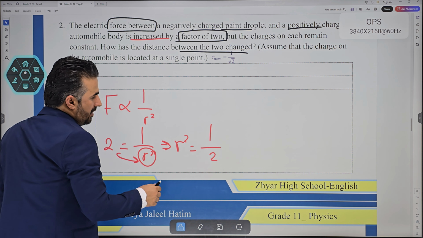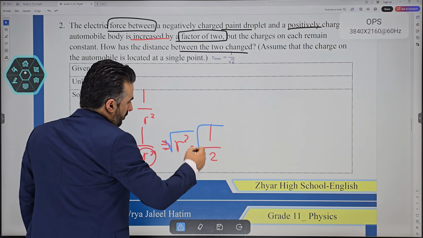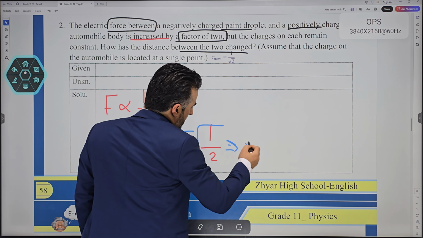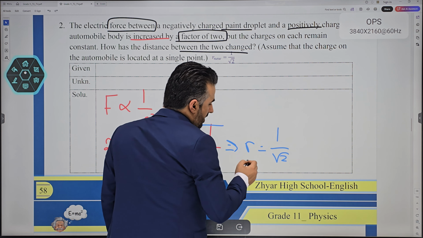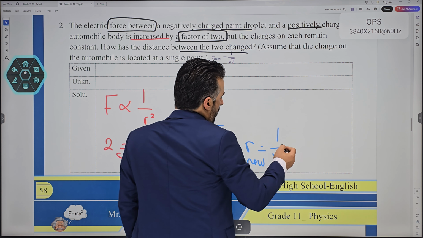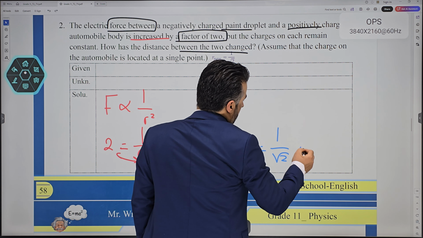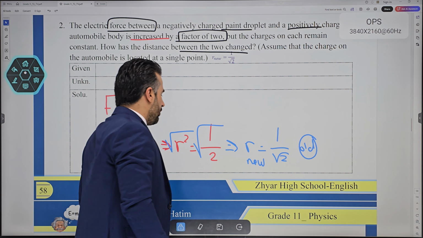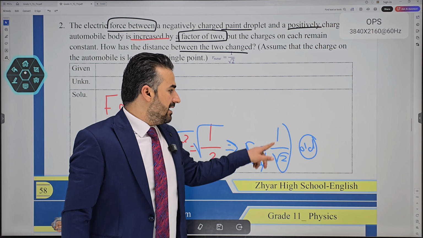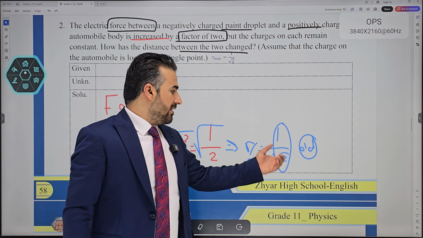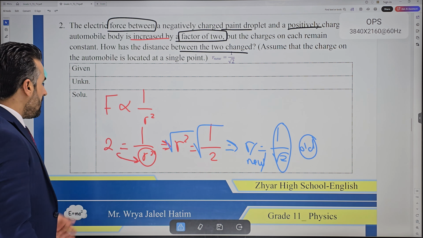But once again, we want the distance, not r squared, so we'll take the radical of both sides. We can say r equals 1 over the radical of 2, or you can say the new r becomes 1 over the radical of 2 times the old distance. So the distance is decreased by this factor, which is 1 over the radical of 2. This is how you do that.